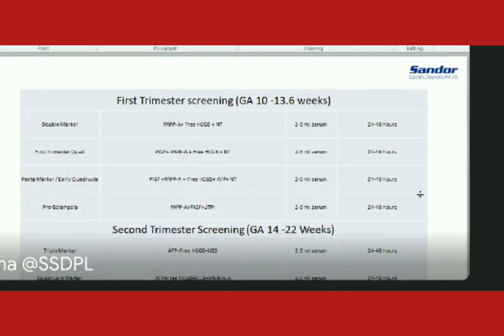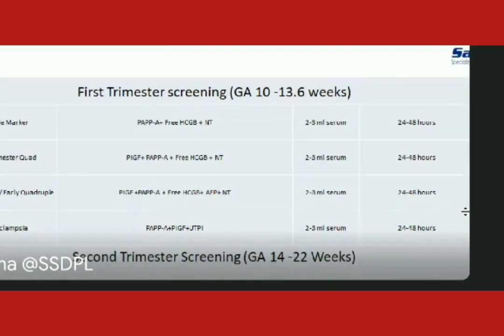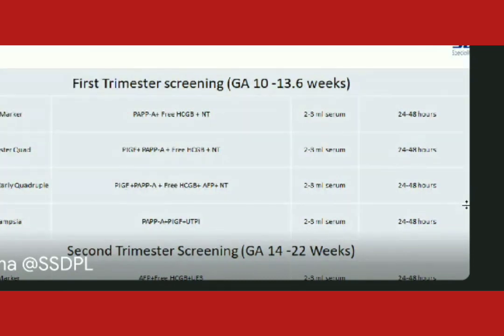Which weeks are preferred for the double marker, triple marker, penta, or the second trimester? You can just have a look over here. Gestational age 10 to 13.6 weeks is preferable for double, first quad, penta, and preeclampsia. And the second trimester, 14 to 22 weeks, includes the triple marker and quadruple marker.